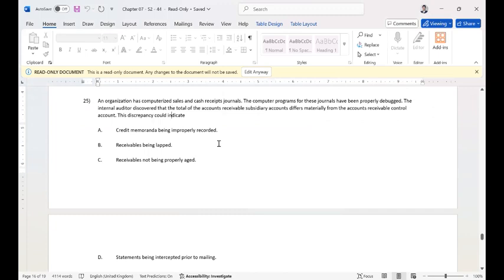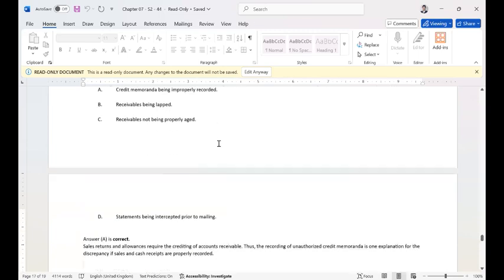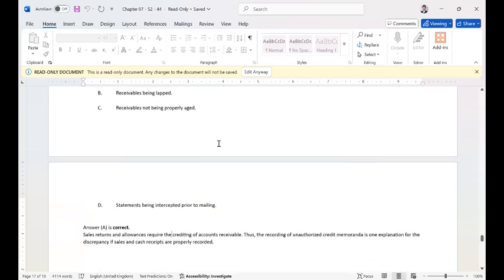Credit memoranda being improperly recorded. The accounts receivable subsidiary account. The subledgers don't tally with the control account. The credit notes are not properly recorded. Sales returns. Those are credit notes, no? Even allowances are like provisions. Right?